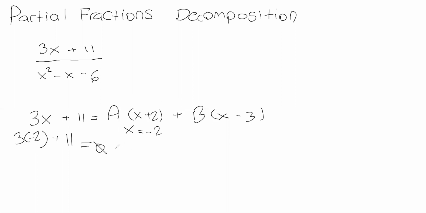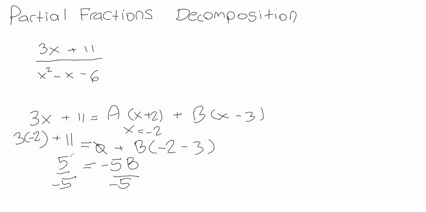So we have 0 plus b times -2 minus 3. So to simplify this, we have -6 plus 11, which gets us +5, equals -5b. So all we really need to do here is divide both sides by -5, and we found our first value. We found b. So b in this case is -1.